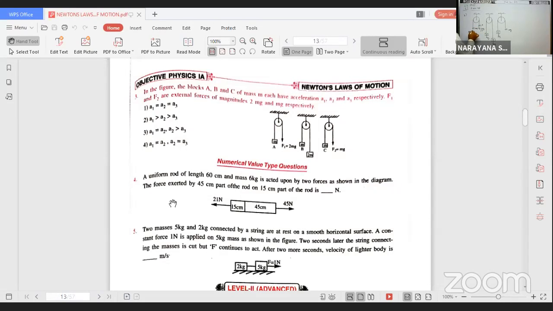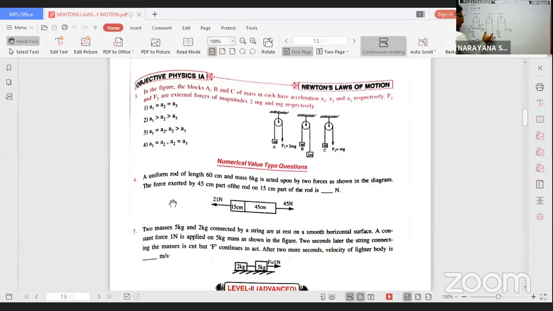That means on this block, 2mg force acts upwards and mg downwards. Definitely, as this force is greater, in the first case it moves upwards. So net force is equal to T minus mg, that is equal to mass of the block into acceleration A1 in the first case. T means 2mg minus mg is equal to m into A1, or A1 is equal to g. It moves upwards, so this is the acceleration of the first block.